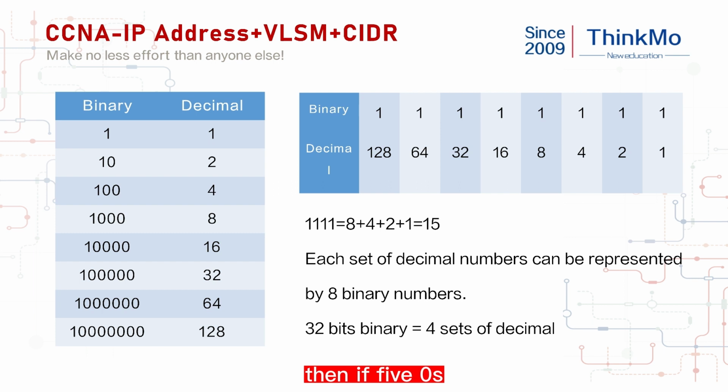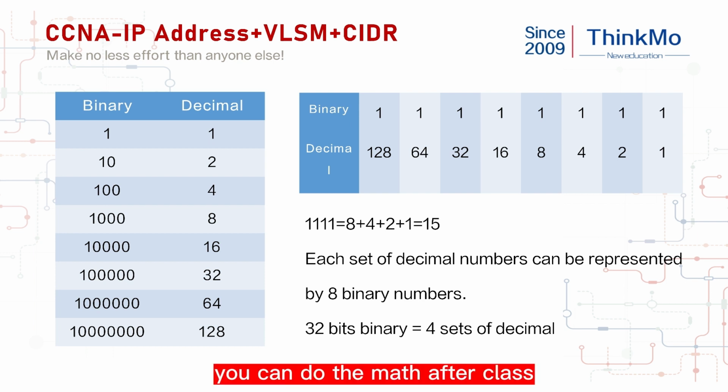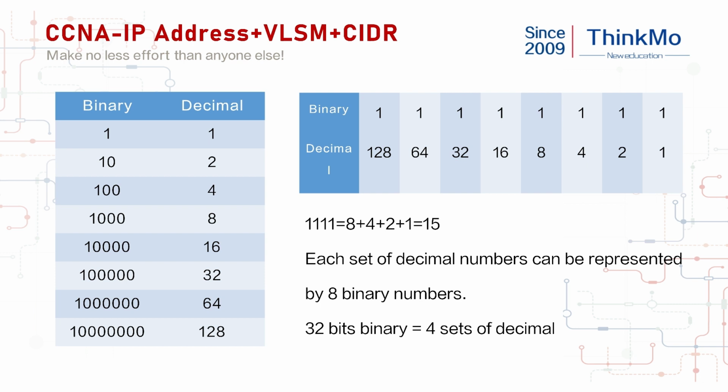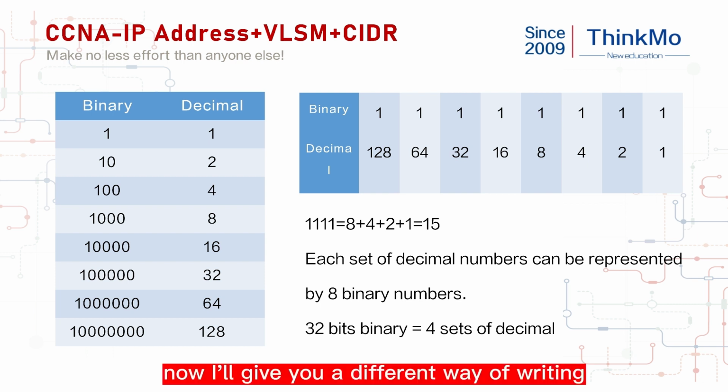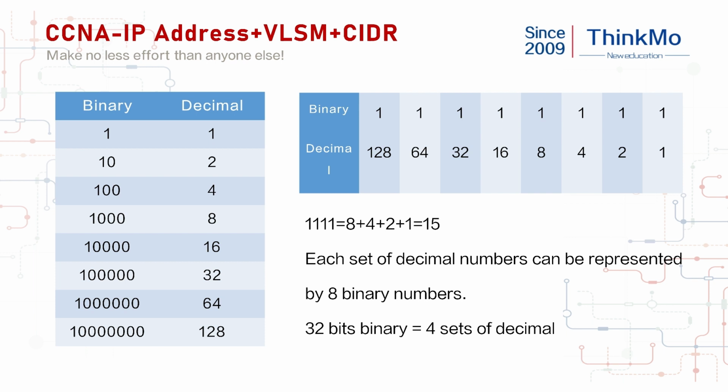Then the sixth bit represents 32, the seventh represents 64, and the eighth represents 128. You can do the math after class, according to the method I gave. Okay. Now I'll give you a different way of writing.